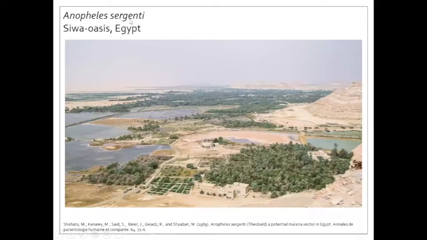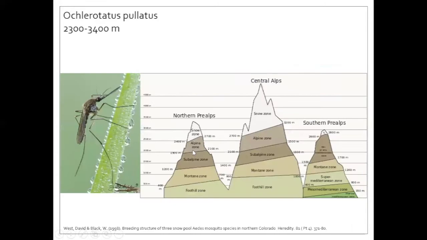The Anopheles serengeti mosquito. This mosquito is found in the desert. So this is also referred to as the malaria desert mosquito. And so you can see, even though there are some areas of water around, this looks like most of the area is a very, very dry location.